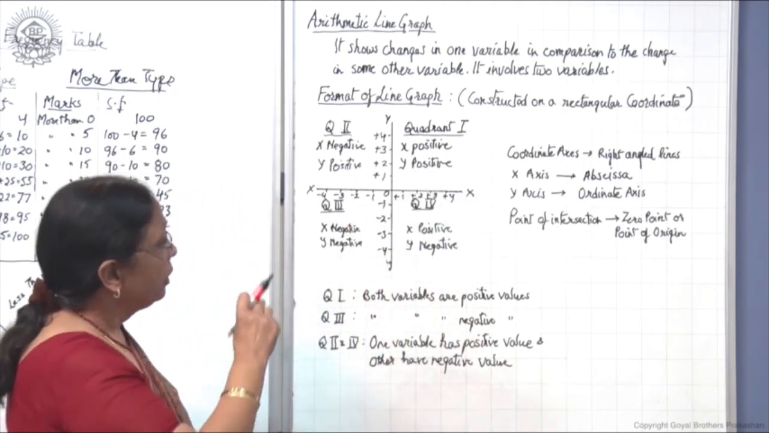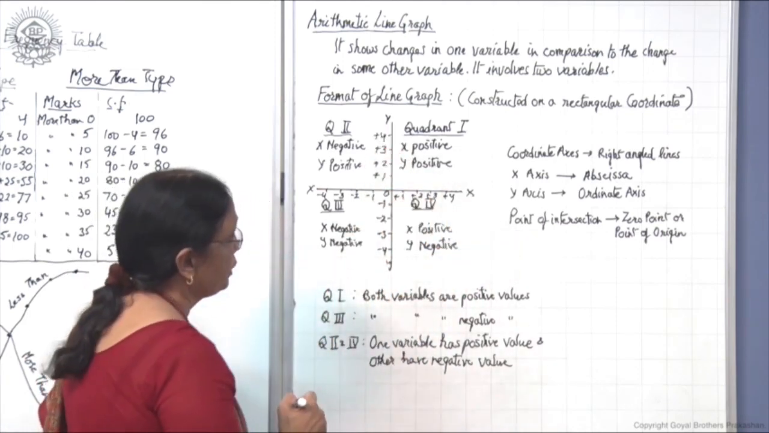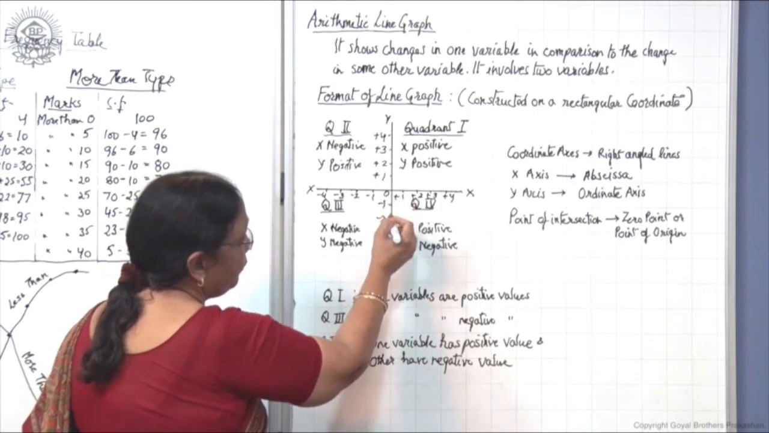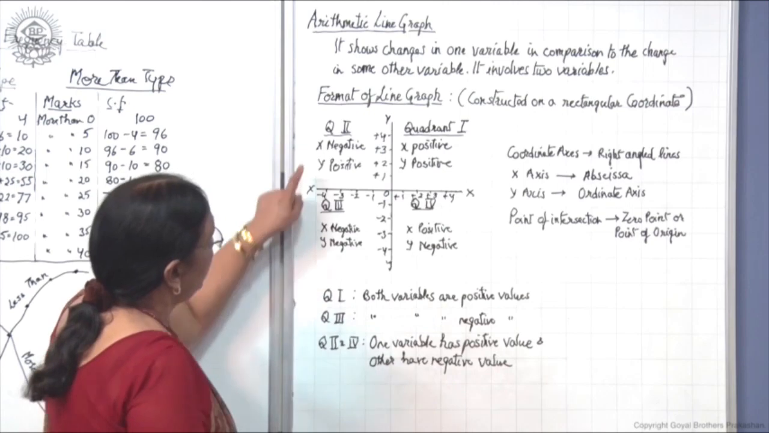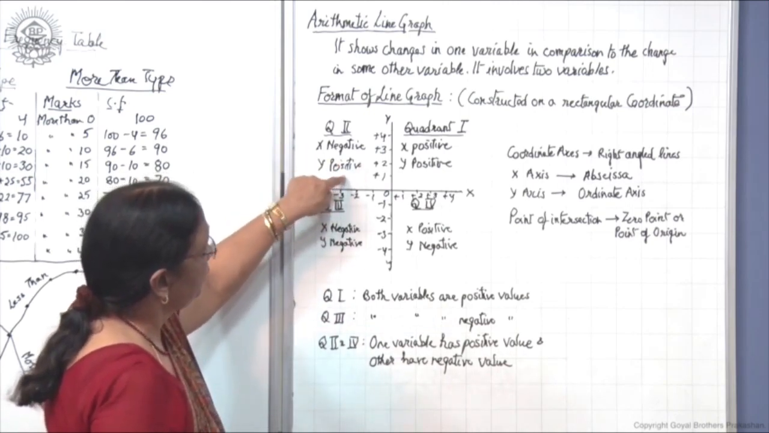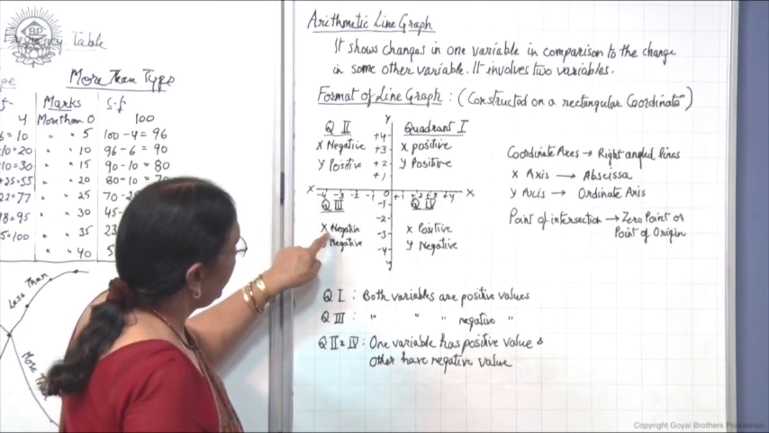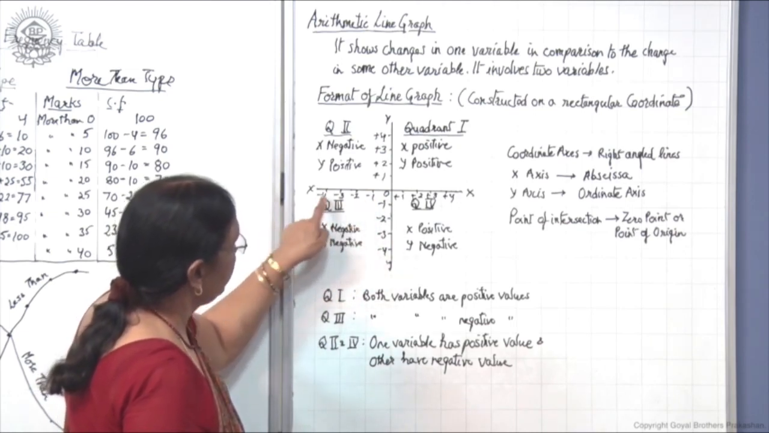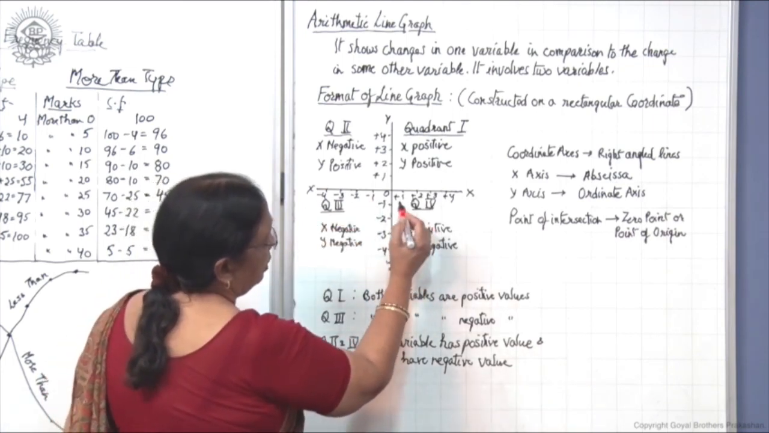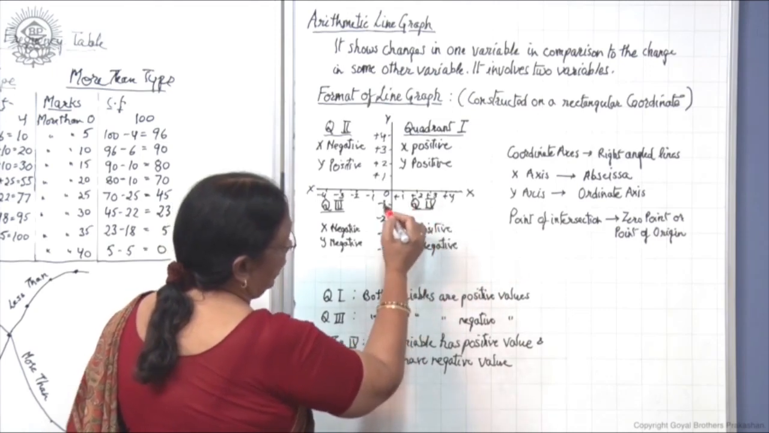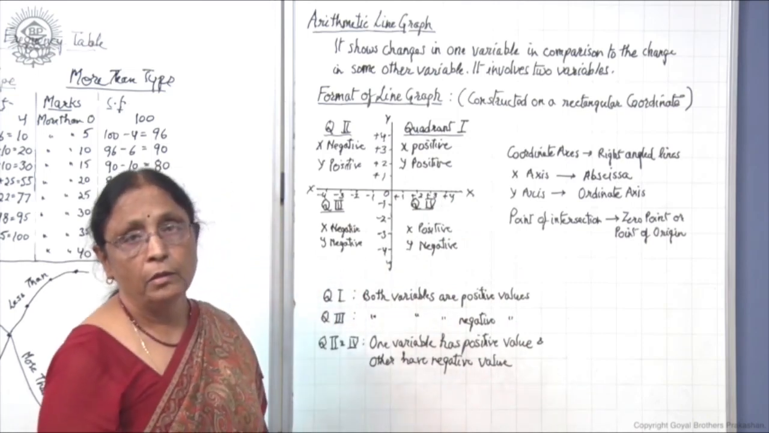When we make the graph, we are using OY and OX in which all the values are positive, and if we have to show any negative value, then we move to this side. In the second quadrant, x is negative and y is positive. In the third quadrant, x is negative and y is also negative. And in the fourth one, x is positive and y is negative. So in the first quadrant only, both the variables are positive.